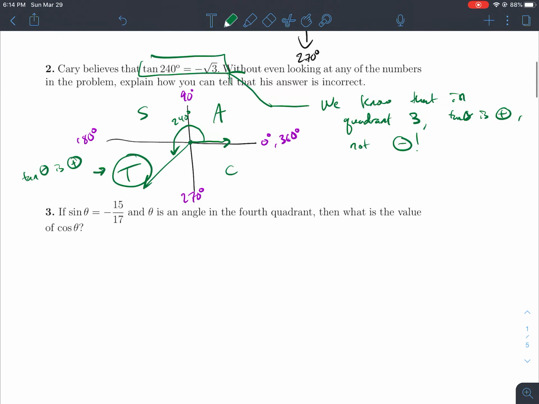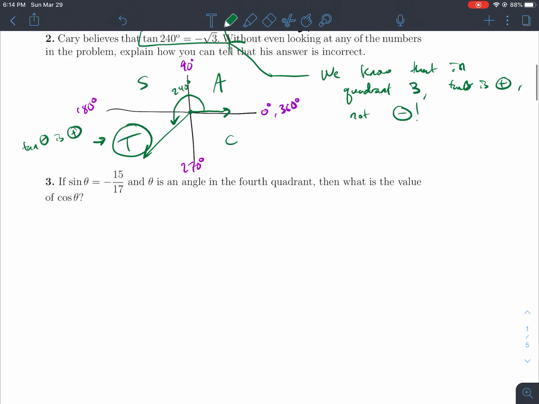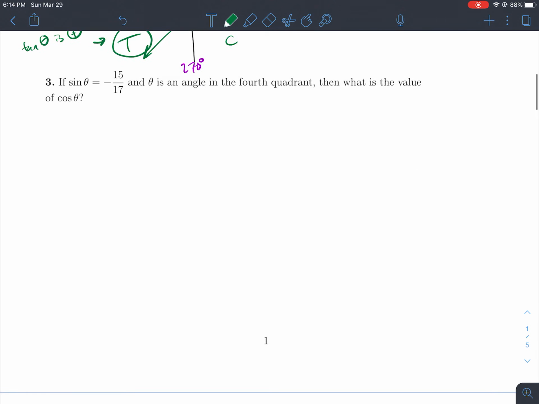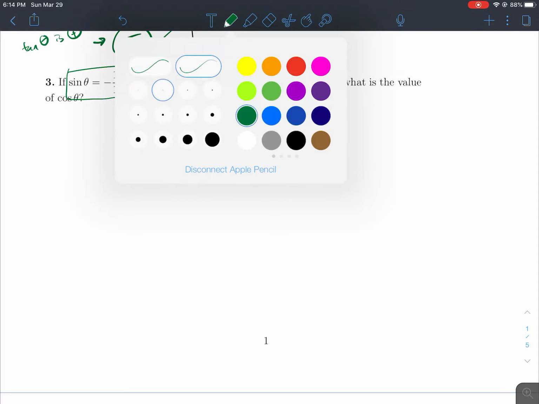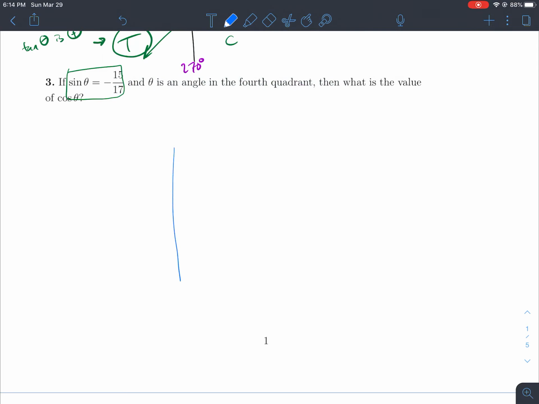Now we've got one of these sort of tough questions where they give us sine of theta and they ask us about cosine of theta. So let's take a look at this one. If sine of theta is negative 15 over 17, okay, so let's graph it. And theta is an angle in the fourth quadrant, okay, so we're going to be in the fourth quadrant. So here's theta.